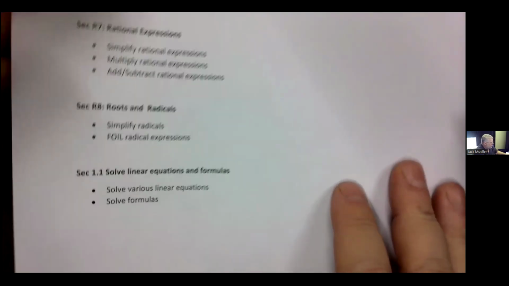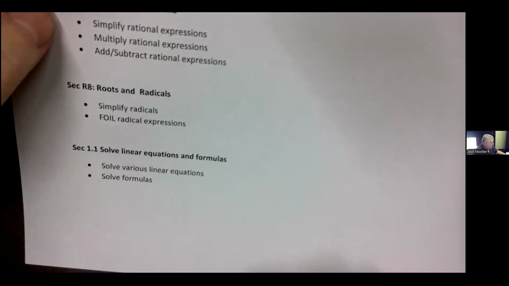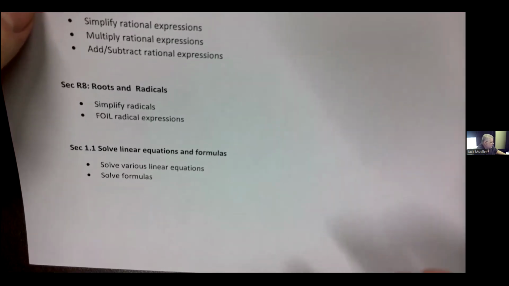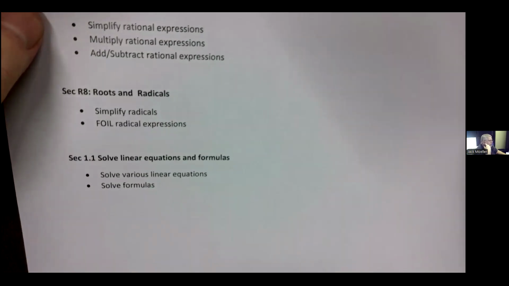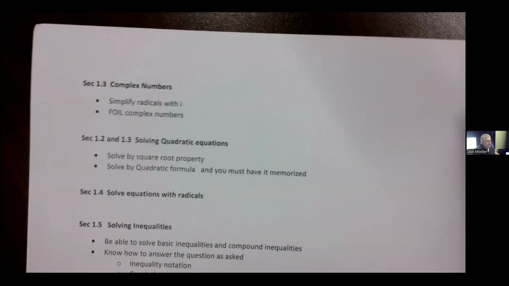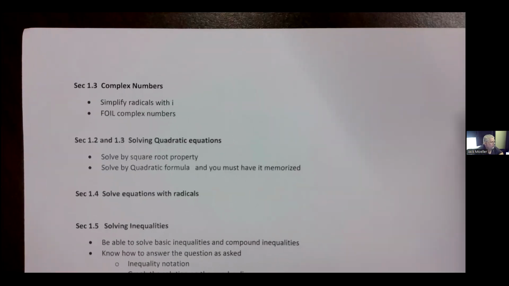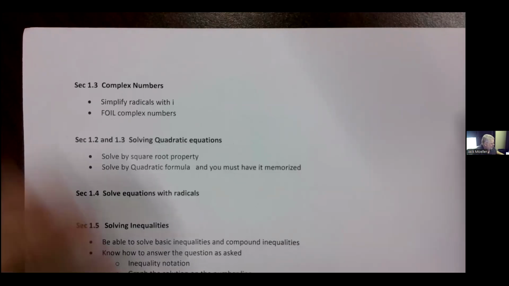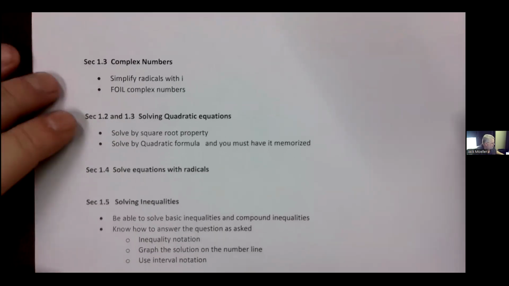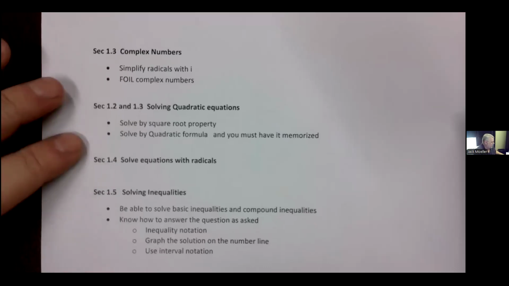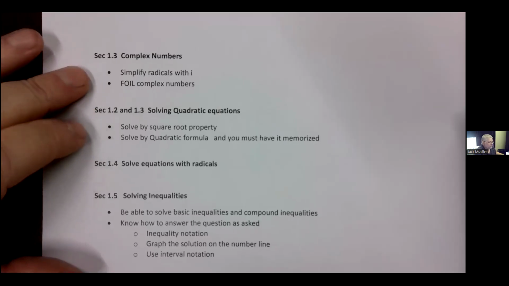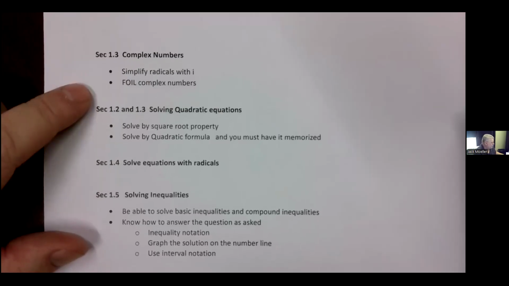Solving linear equations and formulas, that's pretty fair game for any algebra class. If you went through 14-13, you did a lot of this. We'll do a little bit messier equations, but that's basically solve for x. Complex numbers, that's the imaginary numbers. We take the square root of a negative and we get that i. We don't do a lot with it. We just need to know what they are and how to simplify them. Those are basically square root problems with negatives involved.